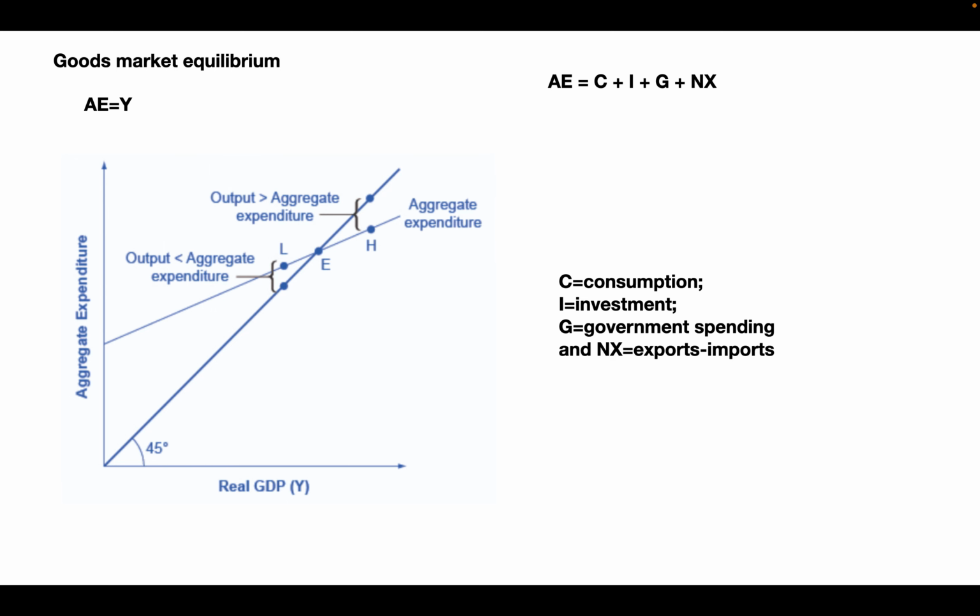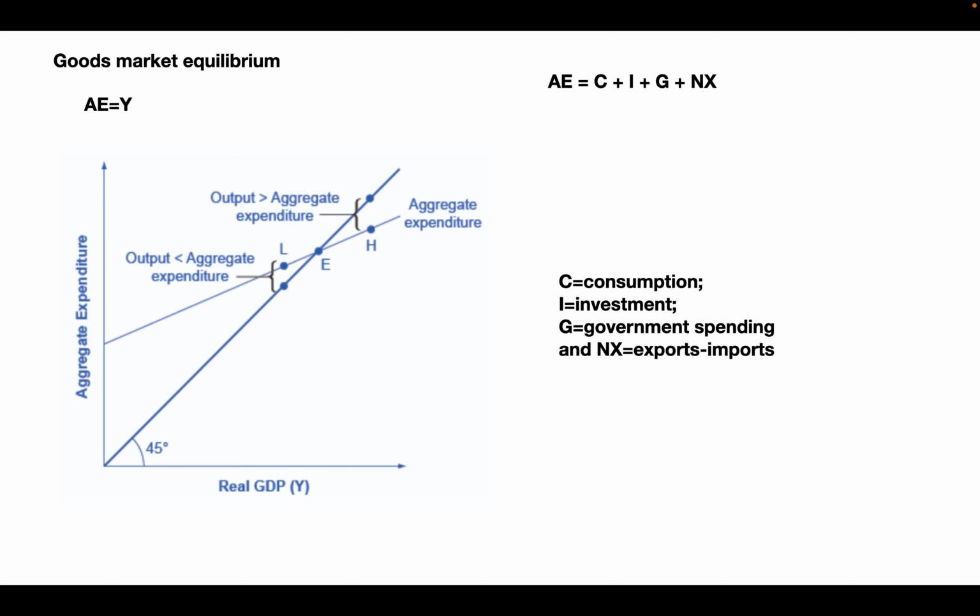Here's a graph about the goods market equilibrium. The 45-degree upward line is aggregate expenditure, also known as total spending. That includes C plus I plus G plus NX. In this equation, C is consumption, I is investment, G is government spending, and NX is net exports minus imports. Y, which is the real GDP, is the total value of goods produced.